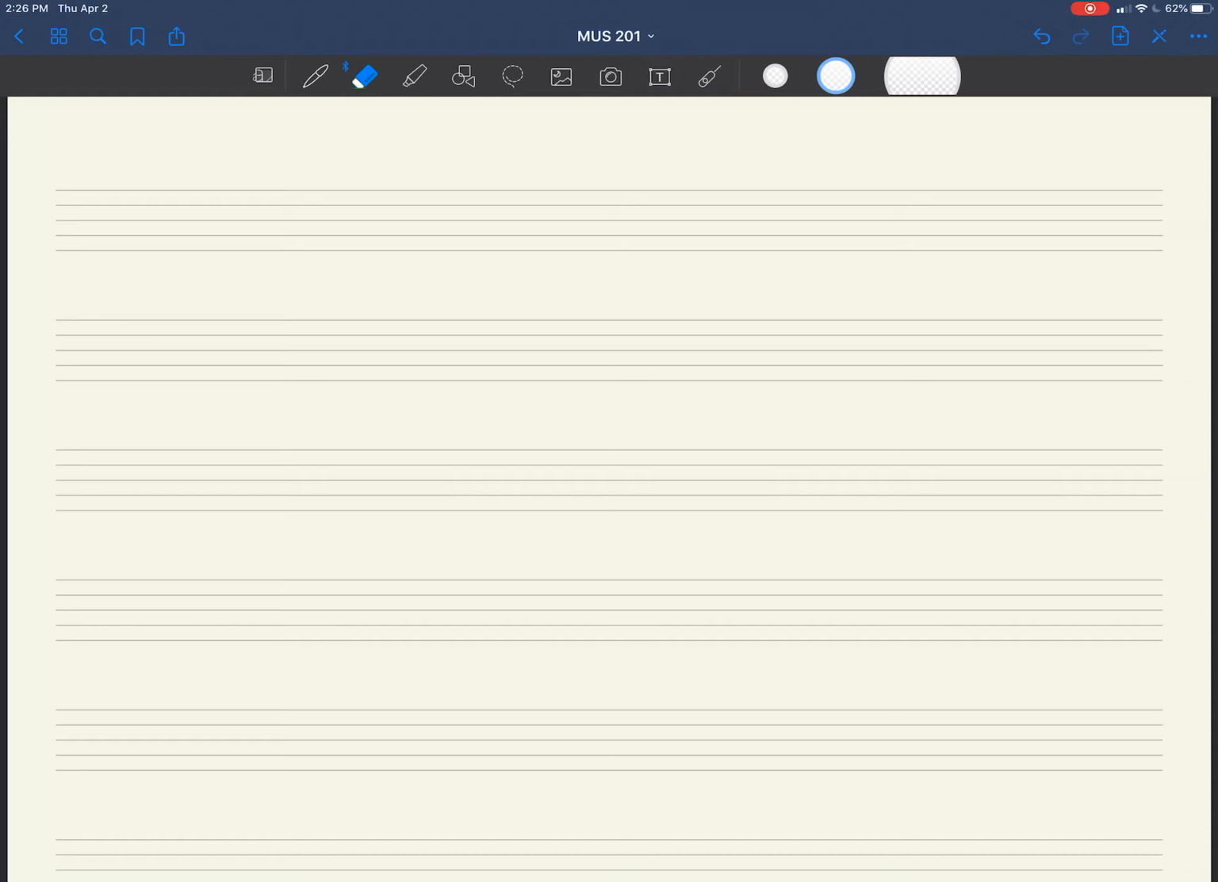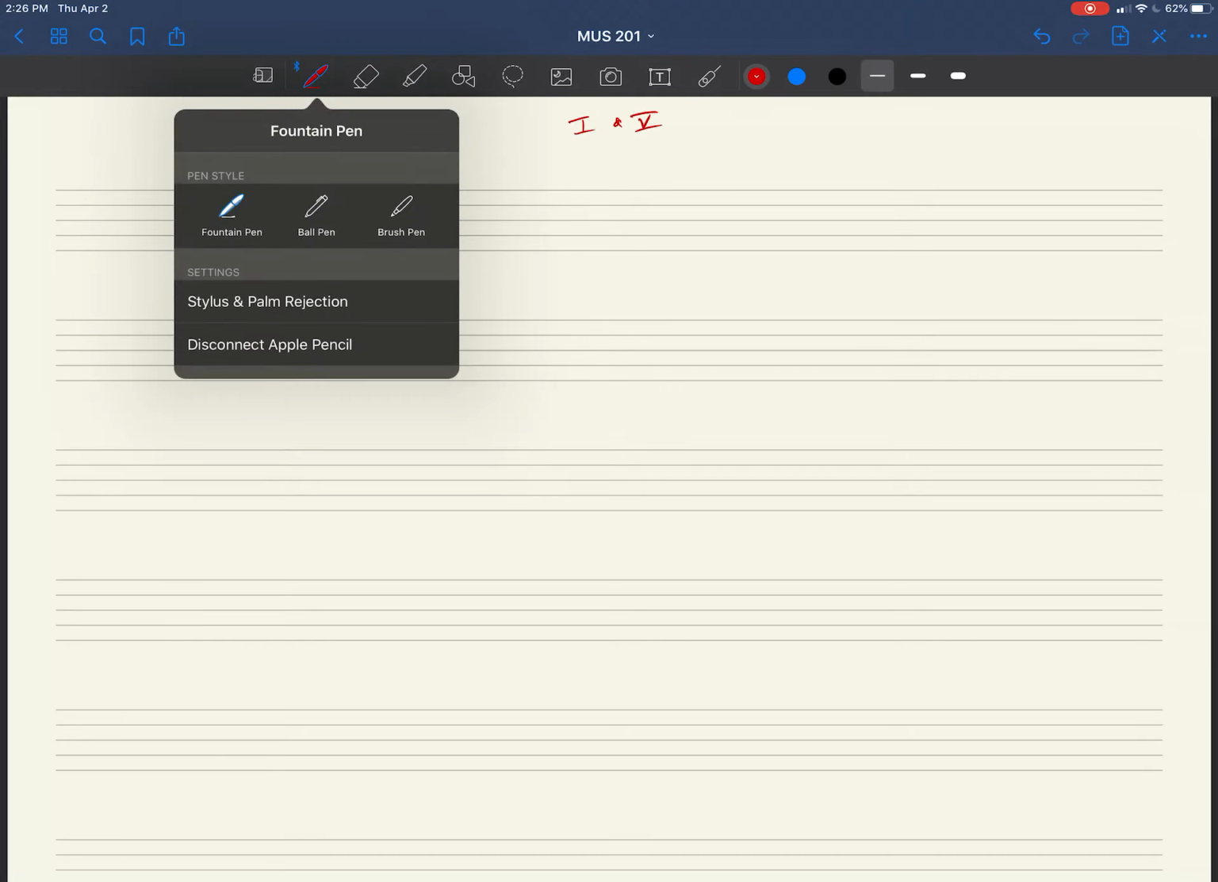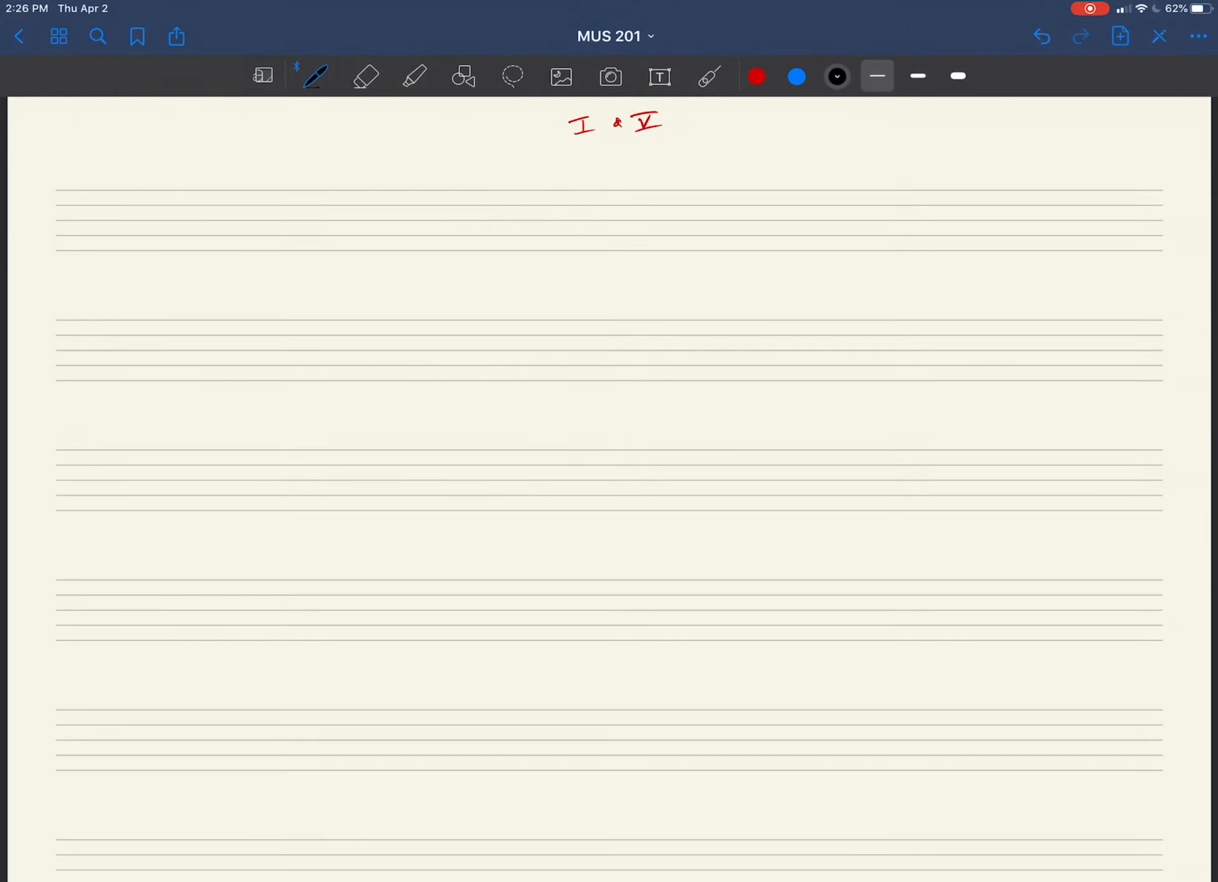Okay, we're going to be talking about how to write cadences using the 1 and the 5 chord. There are a few different types of cadences you can create using the 1 and the 5 chord. You can create a perfect authentic cadence that uses 5 to 1 in the bass.